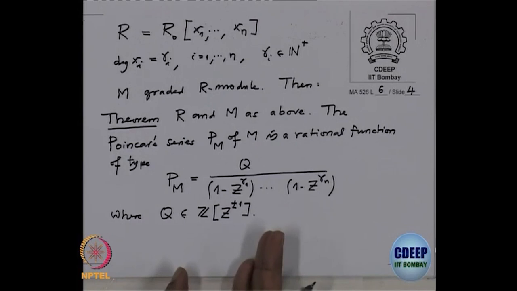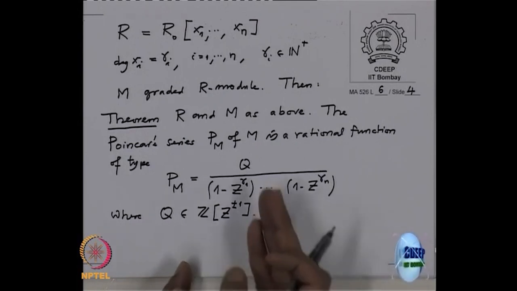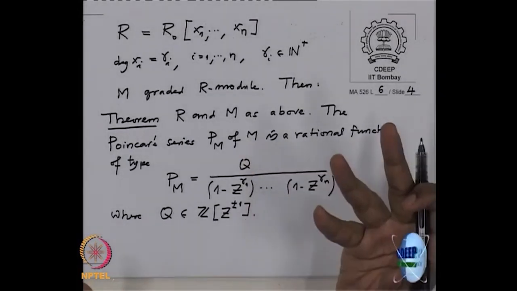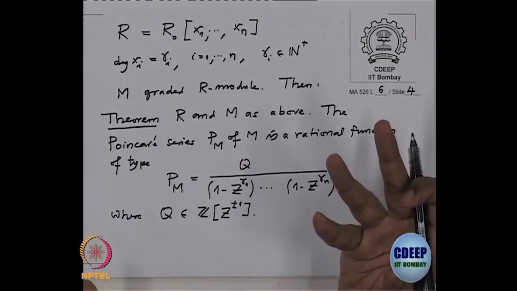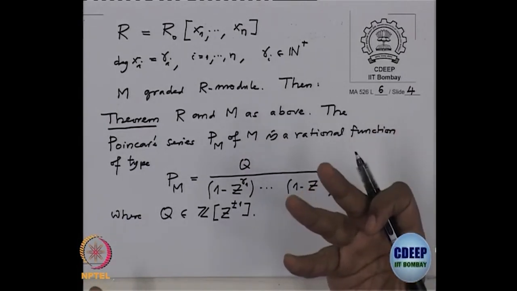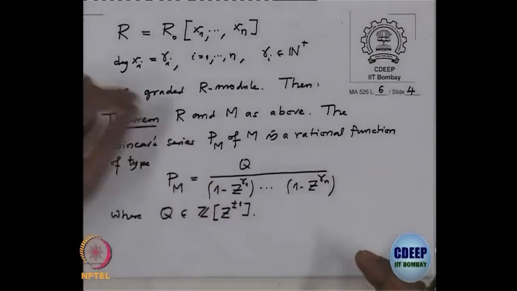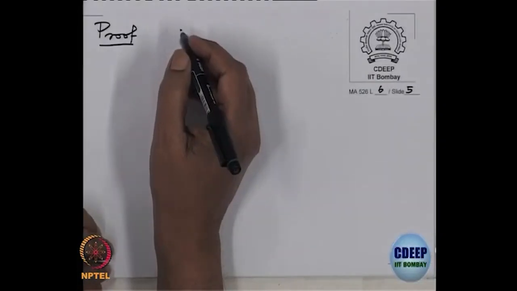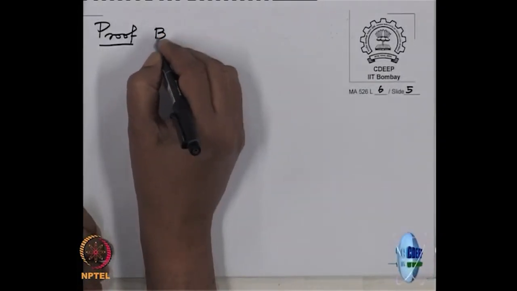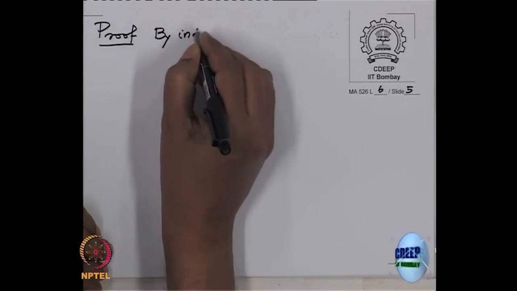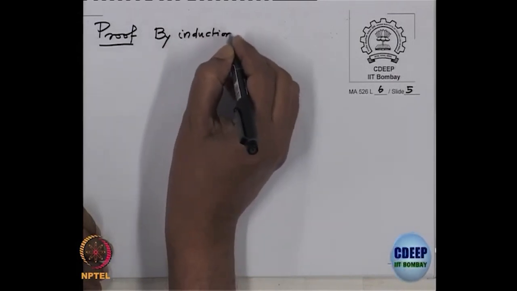So first, it is a rational function really, because Q has only finitely many negative terms. So it is really a rational function with integer coefficients. So, proof: we will prove this statement by induction on n.